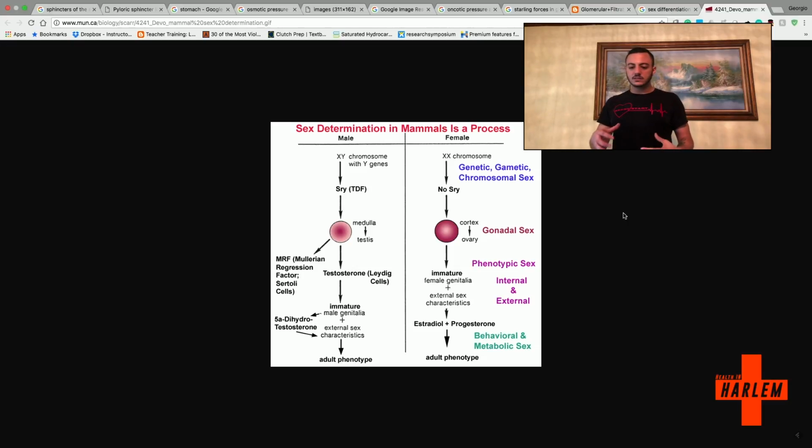So all of these non-disjunction related sexual disorders are going to be a result of an issue happening in the chromosomal sex determination because of an error in meiosis. And then all of them will have certain effects on the rest of the process downstream. Now, speaking of downstream, actually, before I move on, is that clear?